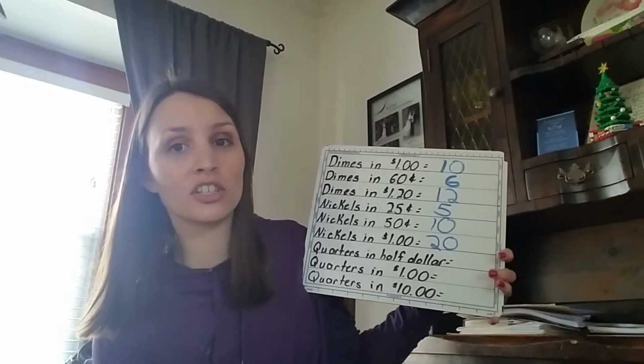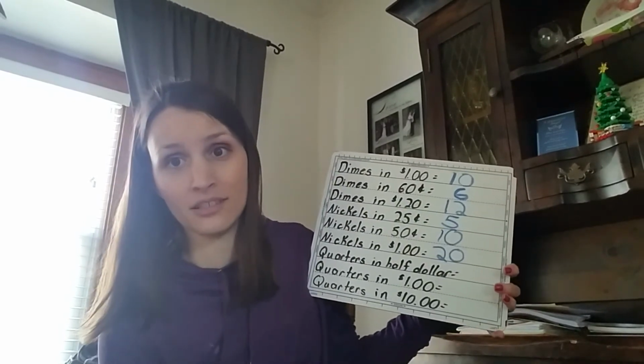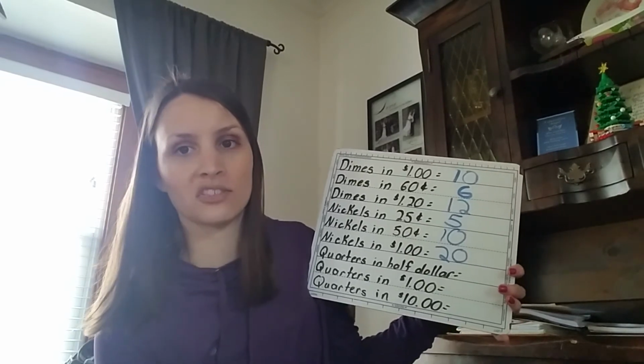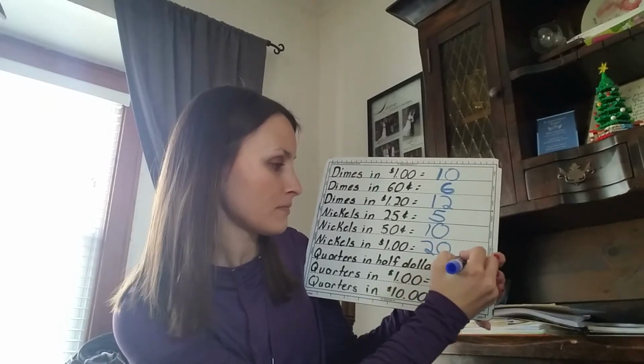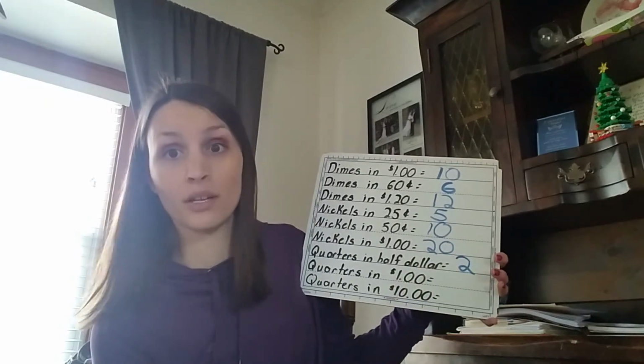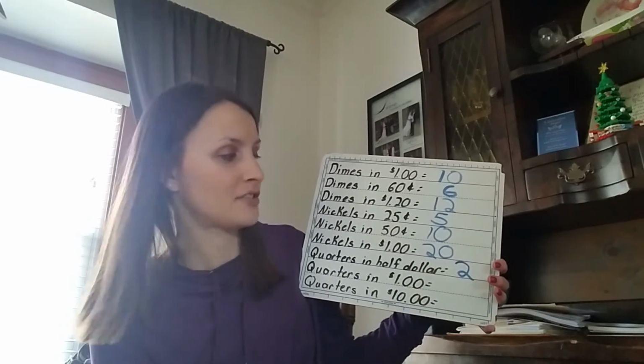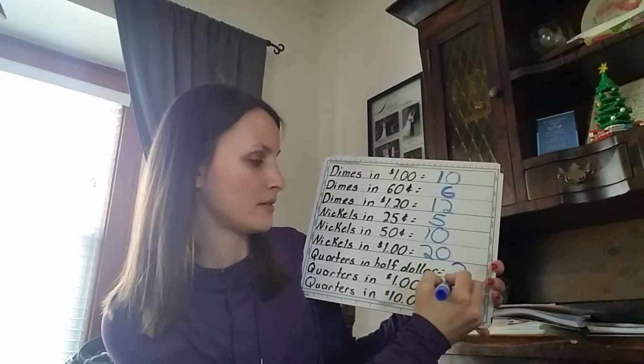All right, now we're going to do quarters. How many quarters in half of $1? So you have to know how much $1 is first. How many quarters in half of $1? 2, good. How many quarters in $1? We're just doubling it again. So 4 quarters in $1.